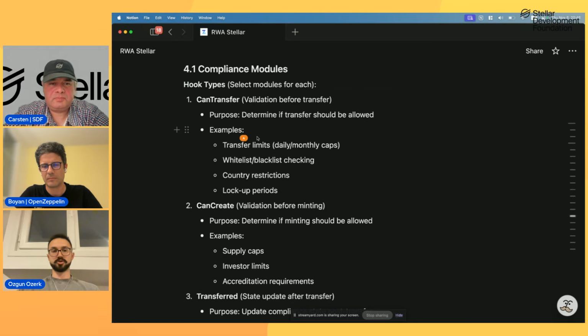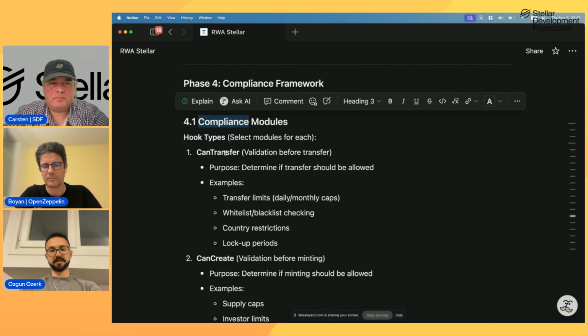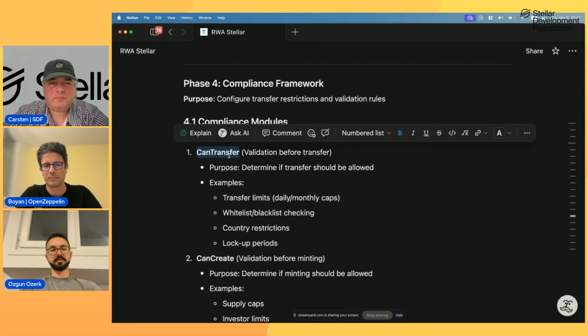We will call them modules. And let's say you have a module for can transfer. So what you would do is you would link the compliance contract to your can transfer module contract. And this compliance contract will call your module every time a transfer is about to happen.